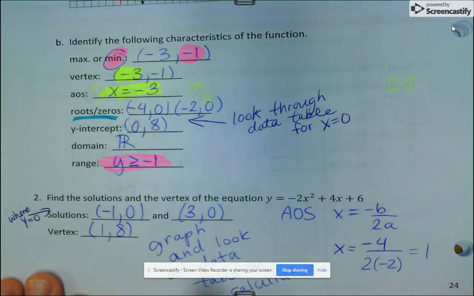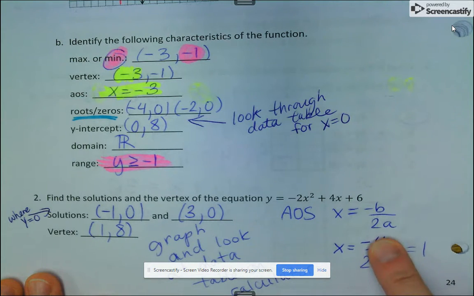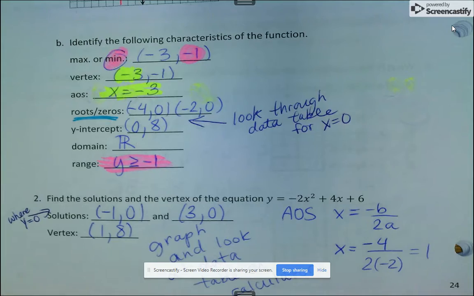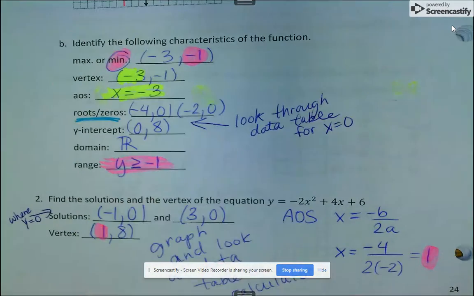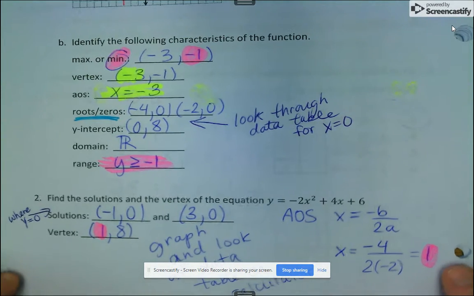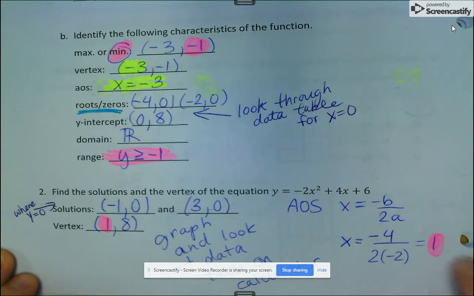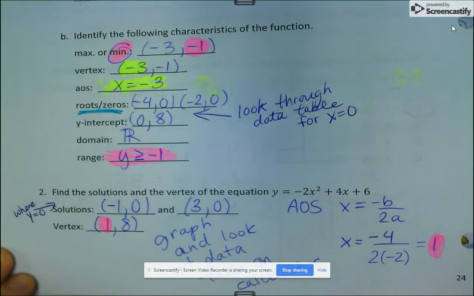Your vertex, if you look at the data table, you can find the axis of symmetry by doing -b/2a. So you're going to know your x is equal to 1 for your vertex. So you're going to take that vertex from the axis of symmetry and look on your data table and figure out the y value. Okay, so those are first two examples in our practice today.